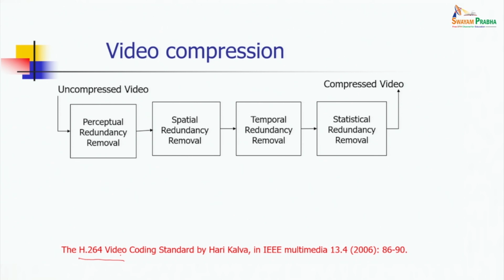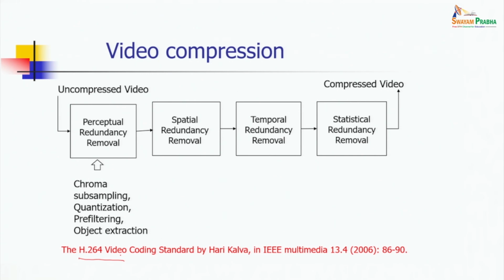In video compression, there are different kinds of redundancy that are removed through a series of processing steps. First, there is perceptual redundancy removal, where we do not require a high sampling rate for the chroma. So, chroma subsampling can be used.